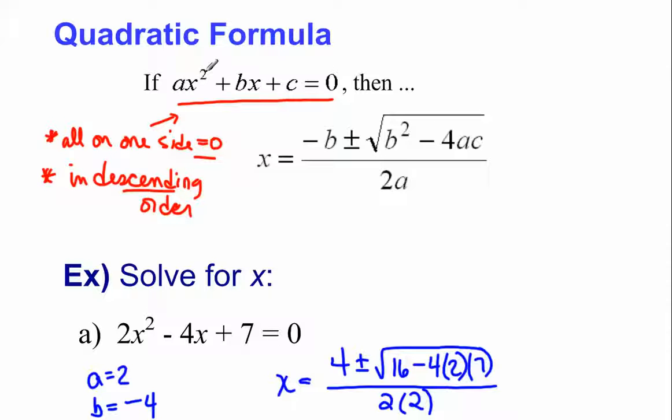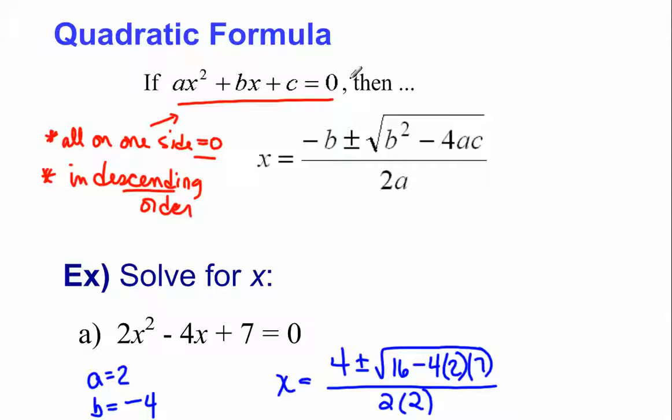Okay, it says that I start with ax squared plus bx plus c equals 0. Notice a couple things there. First, it's all in descending order: ax squared, then bx with a single exponent, and then no x's at all. The other thing is that it has to be equal to 0. I cannot use this formula unless it's all equal to 0.